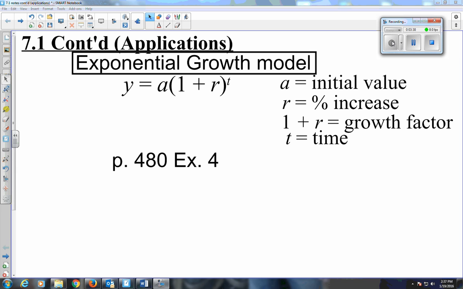If you look at the part inside the parentheses, I take 1 plus r. That's called the growth factor. And t is time, and time can be measured in whatever length of time your percent increase is over. If it's this much of a percent increase every month, then t would be measured in months. If it's this much of a percent increase every second, say I'm looking at a bacterial colony, then t would be measured in seconds. So it's going to depend on your problem.